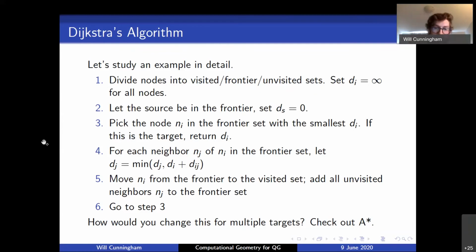One thing to think about is how you would change this for multiple targets. In this case, you would want to look at the A-star algorithm, where you're able to have some sort of heuristic which tells you how close you are to the destination as well. So rather than just picking the node which is the minimum distance from the source, you're looking at the node which is the minimum distance from the source plus the distance estimated to the destination. If you have a good heuristic, for instance, an underlying geodesic distance that you already know, then it will be more efficient.